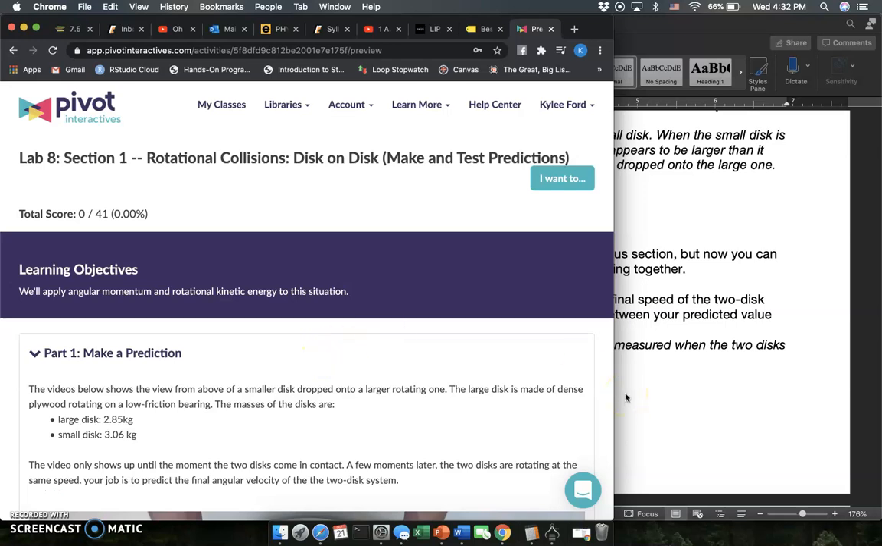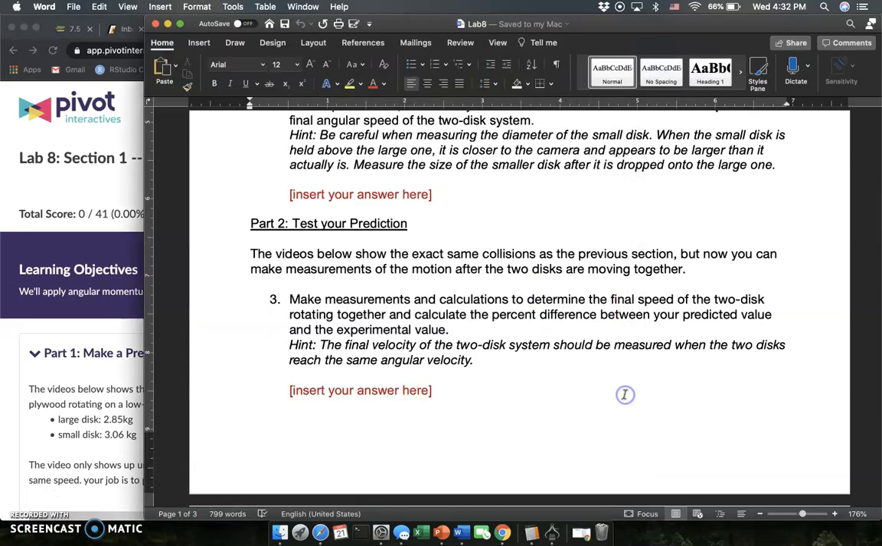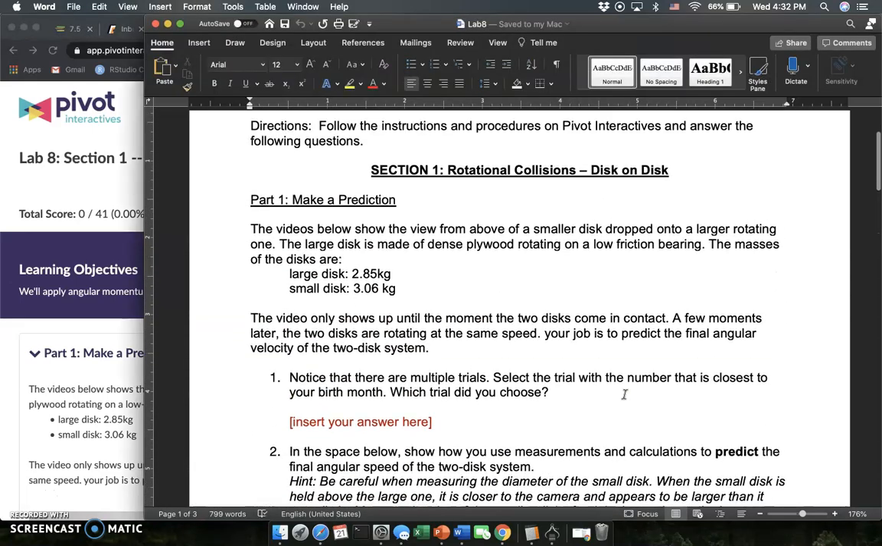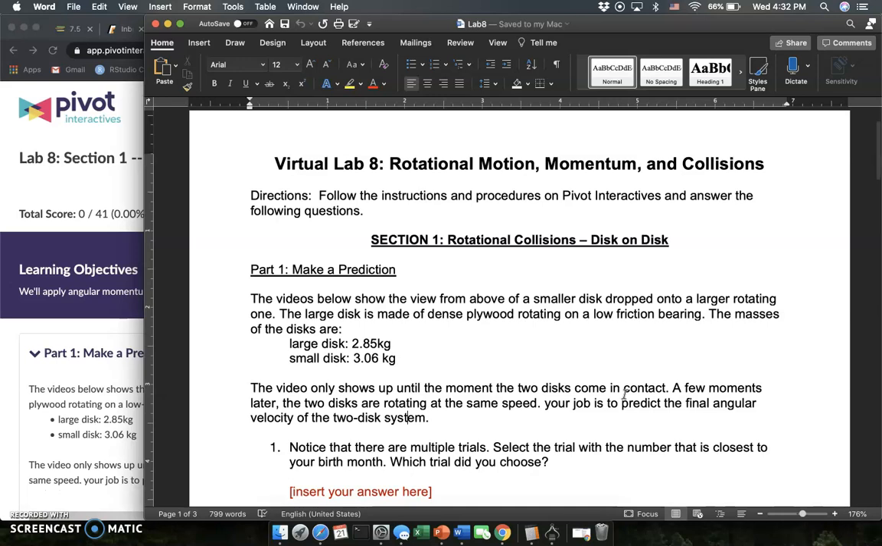Hi everyone. I've had a couple of questions on how to do Lab 8, so I wanted to go ahead and run through that quickly. Hopefully this will give you an idea of what I'm expecting.